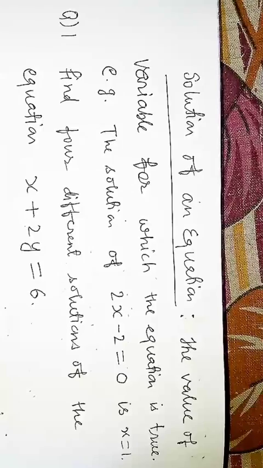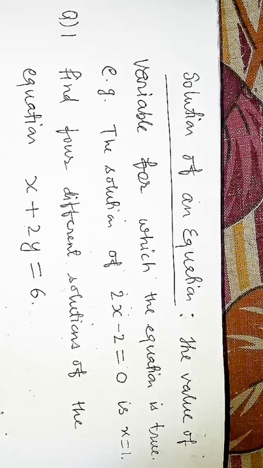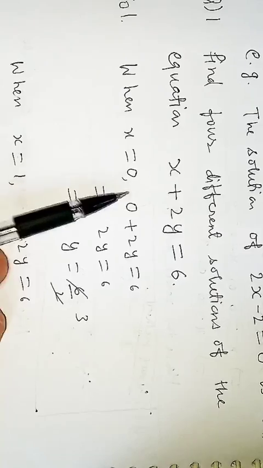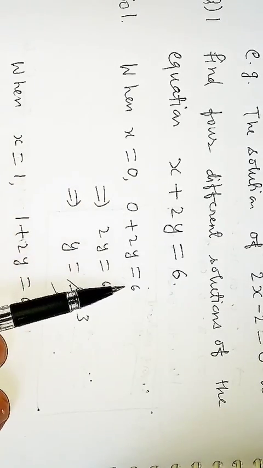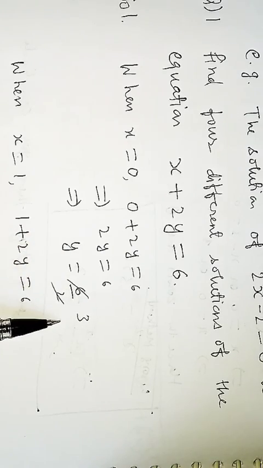Now we have to find those values of variables, that is x and y, for which this equation is true. We may take any value of x, any real number as x, then corresponding to each real number we have a value of y. So when x is equal to 0, we put x as 0 here, so 0 plus 2y is equal to 6. This implies that 2y is equal to 6. From here we get y is equal to 6 by 2, which is 3.